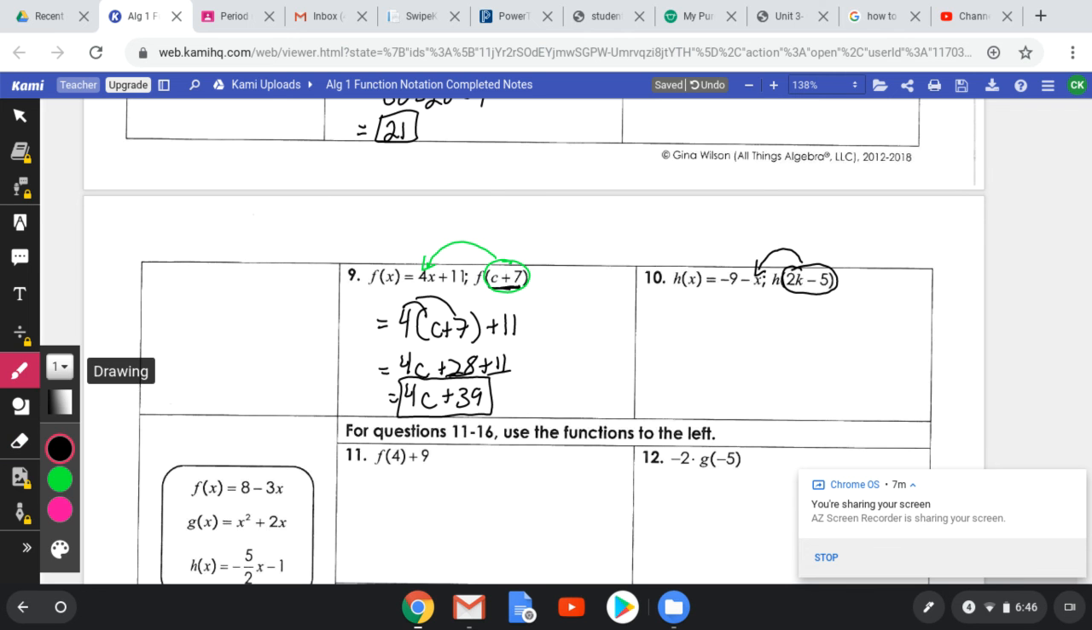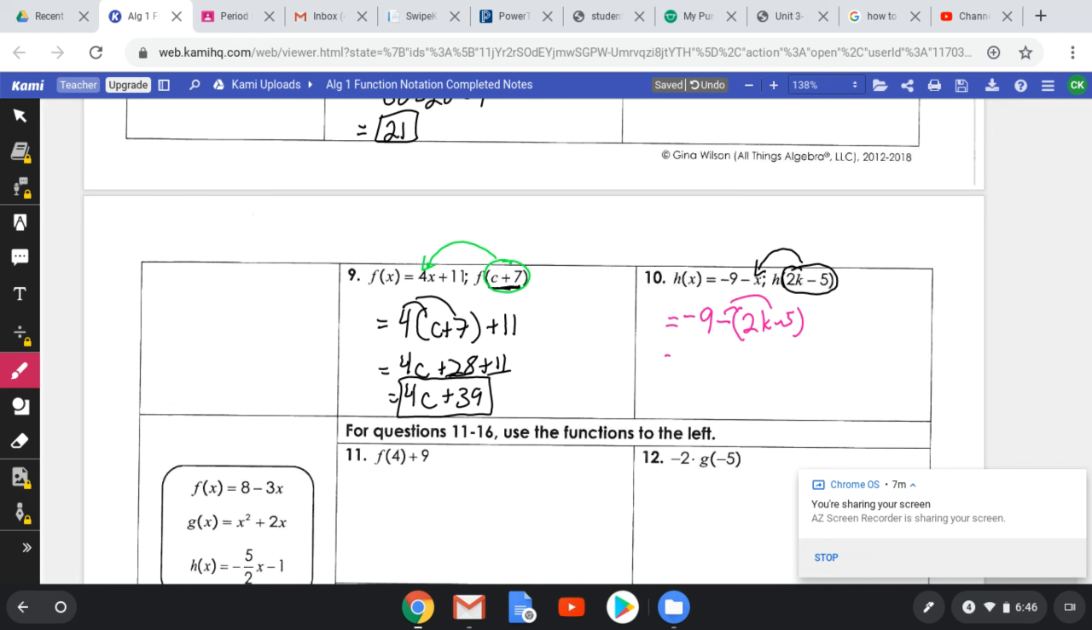So that means I'm going to have then negative 9 minus, now I'm replacing the x, I'm going to put in parentheses here, 2k minus 5. Now I just have to finish it off, so I got to distribute. So negative 9 minus 2k plus 5, because it's negative 1 times negative 5, and then combine like terms, and I would have negative 4 minus 2k. Normally you would see it as negative 2k minus 4, standard way of writing it, but this is fine here.